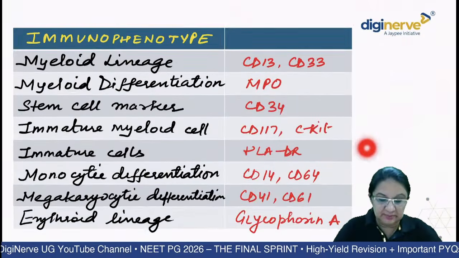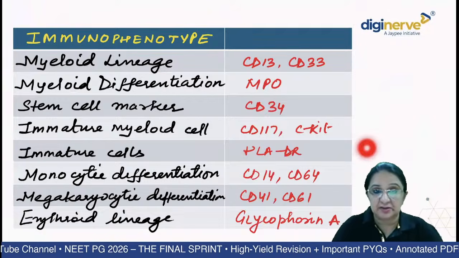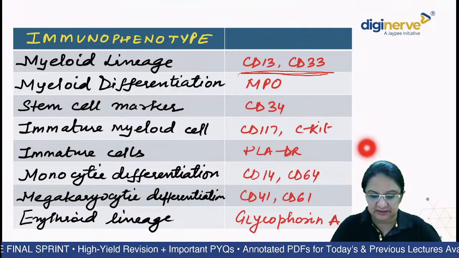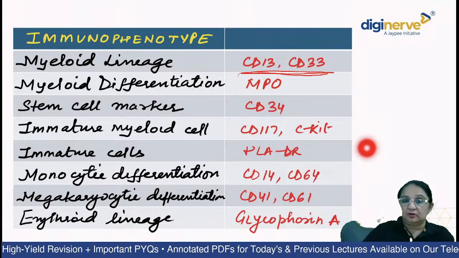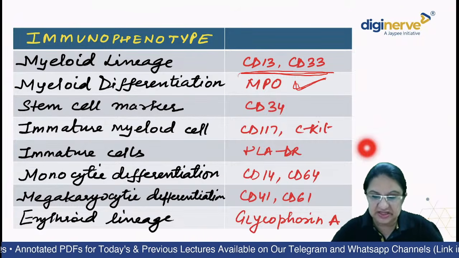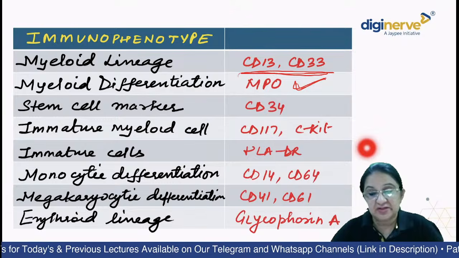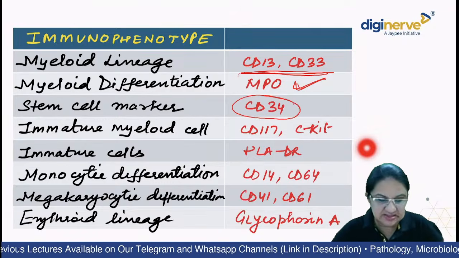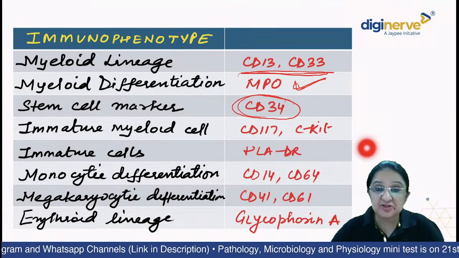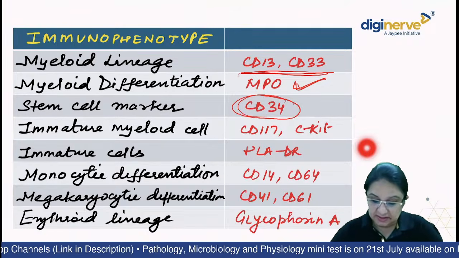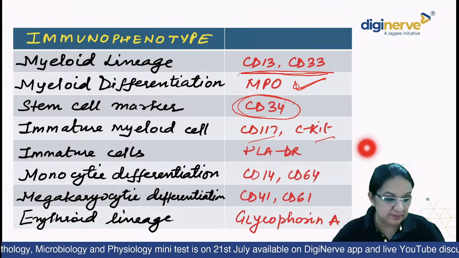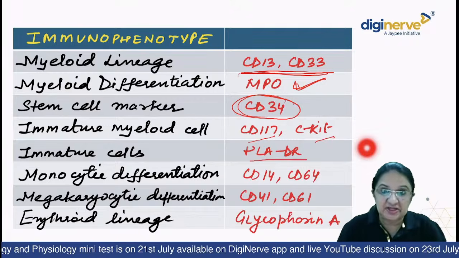Okay, moving on to the next, immunophenotype. Now, if they ask you for the markers, please note the myeloid lineage markers are always CD13 and CD33. Once the myeloid differentiation starts, MPO positivity will be there. Stem cell marker, I already told you sometime back, CD34. Then immature myeloid marker, that means they are dividing: CD117, c-KIT. Immature cells, not only myeloid cells, immature cells, these are HLA-DR.